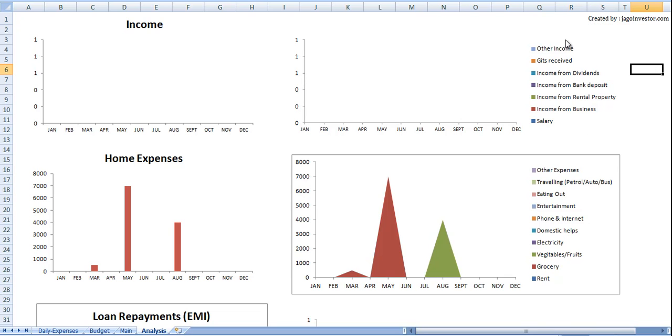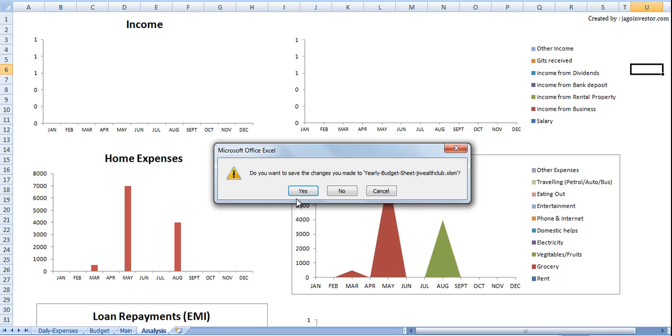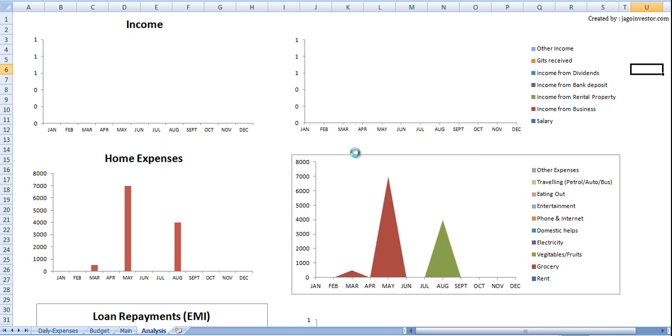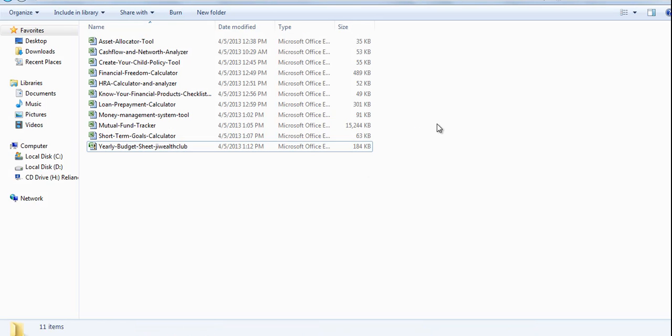Okay, so we have completed all the tools, all the advanced tools which we created for you. You just start using these, and I'm sure that you will understand how they work.